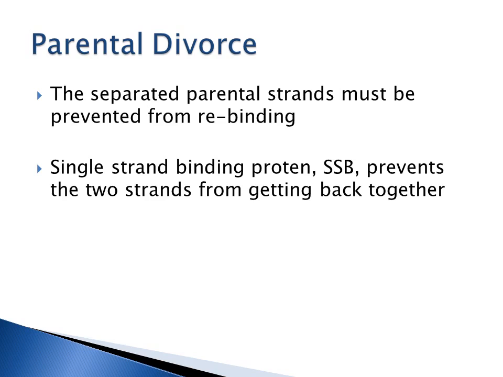So we already mentioned single-stranded binding proteins, and those bind to the double strands after they're separated so that they won't come back together. This concept is called parental divorce because the two parental DNA strands in the double helix have to be separated, and they cannot rebind because they're being replicated, and each strand is then going to be the template for a new strand. So these single-stranded binding proteins bind to each of those single strands and keep them apart.